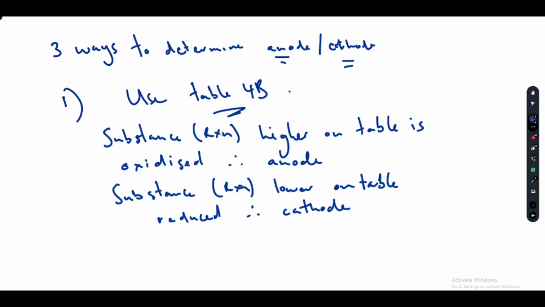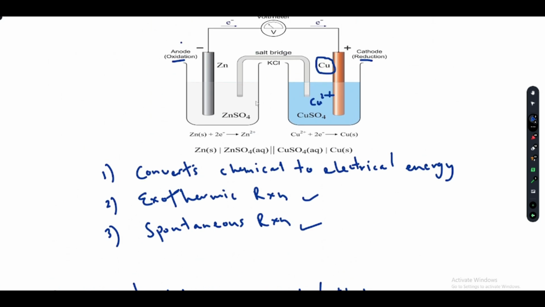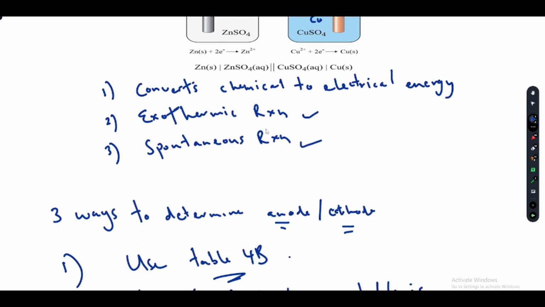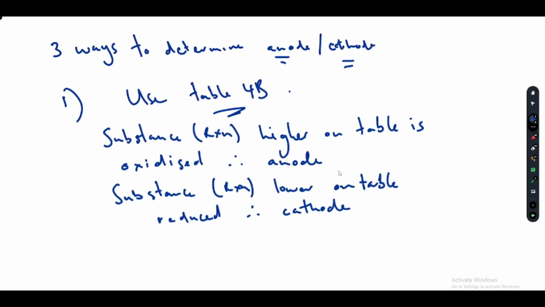Method number one is only used when we are given exactly what both these metals are. We're told one is zinc and we're told one is copper. So we know immediately, we go to table 4b and we can deal with it. We can figure out higher or lower on the table, oxidized, reduced, anode, cathode.